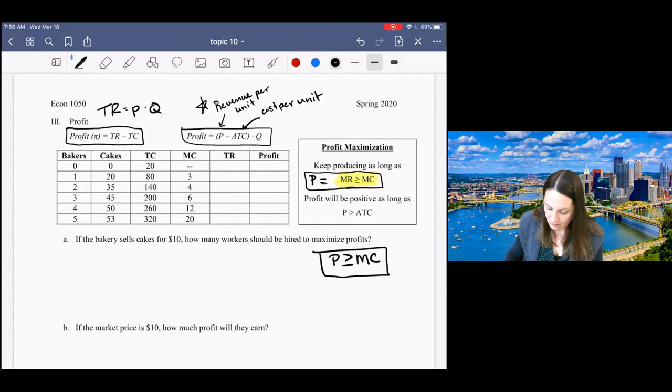So I look here at my table, and I can see the first worker is producing cakes at a cost of $3. Yep, that's less than 10. $4 is less than 10. $6 is less than 10. But I don't want to hire the fourth worker. Why? Because the fourth worker produces cakes at a cost of $12. I can only sell those cakes for $10. That's not a good deal. So I'm going to stop producing right here.